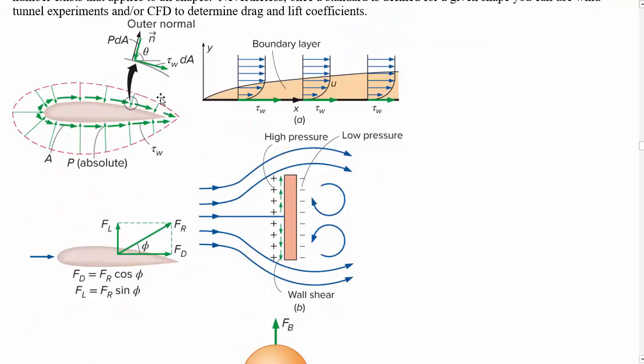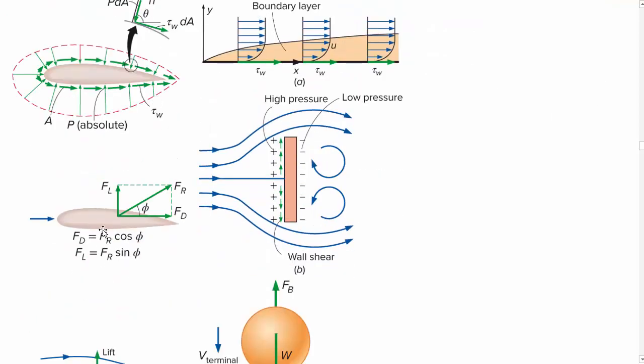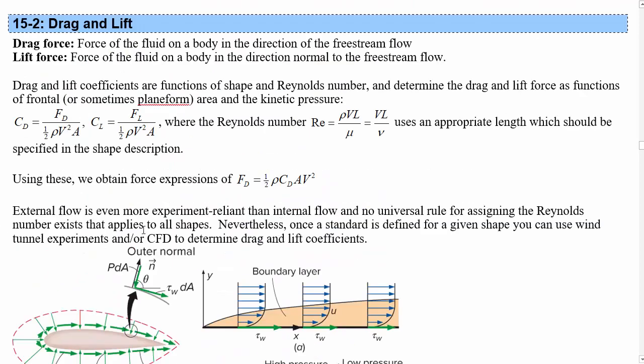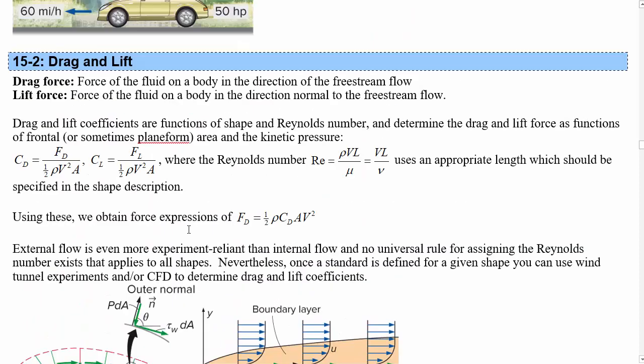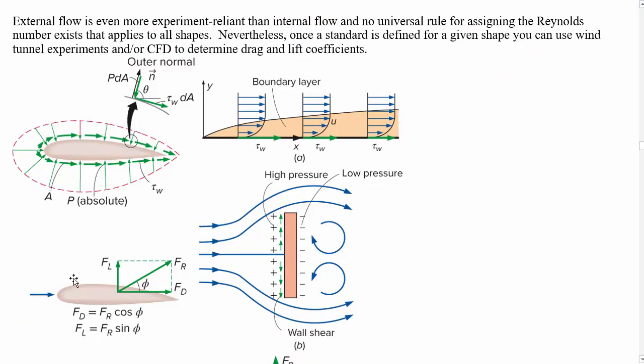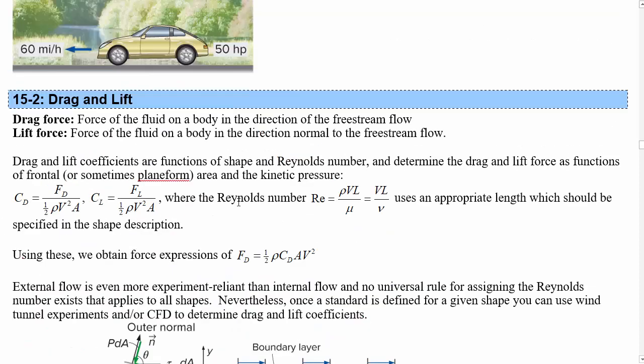This depends on shape. So the shape would change if you change the physical shape of the airfoil, or if you change the relative shape by changing the angle of attack, so the shape seen by the fluid. And the other thing that it depends on is the Reynolds number. So these constants depend only on shape and Reynolds number, and not on individual parameters like the density, the velocity, or the actual area of the airfoil or whatever shape you're talking about.